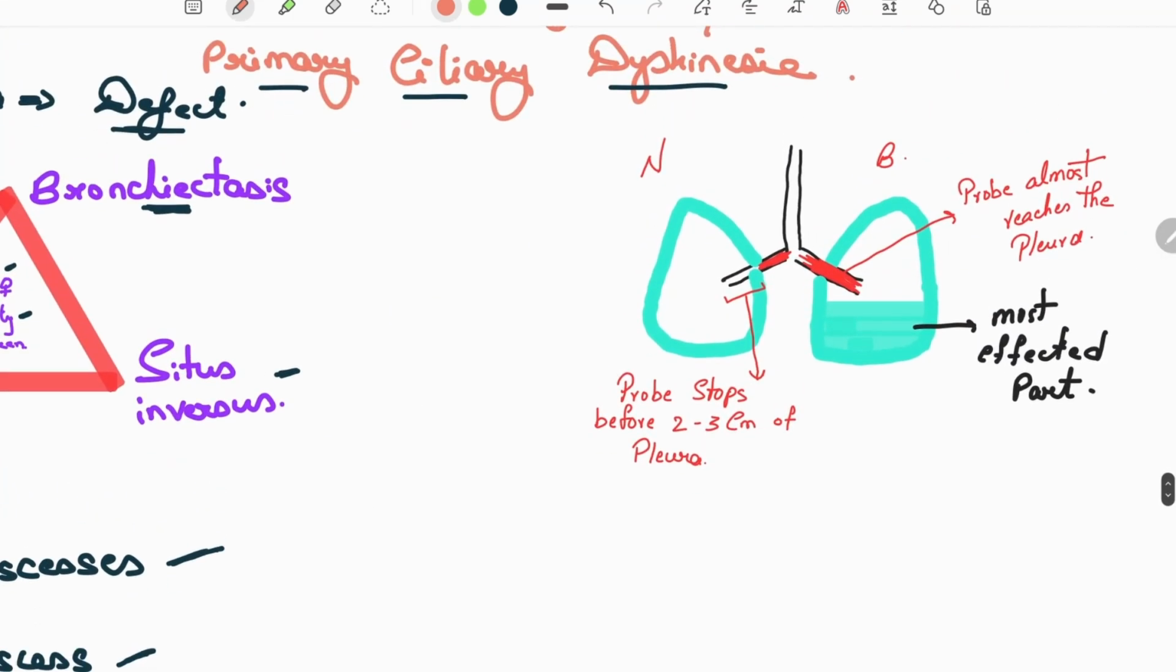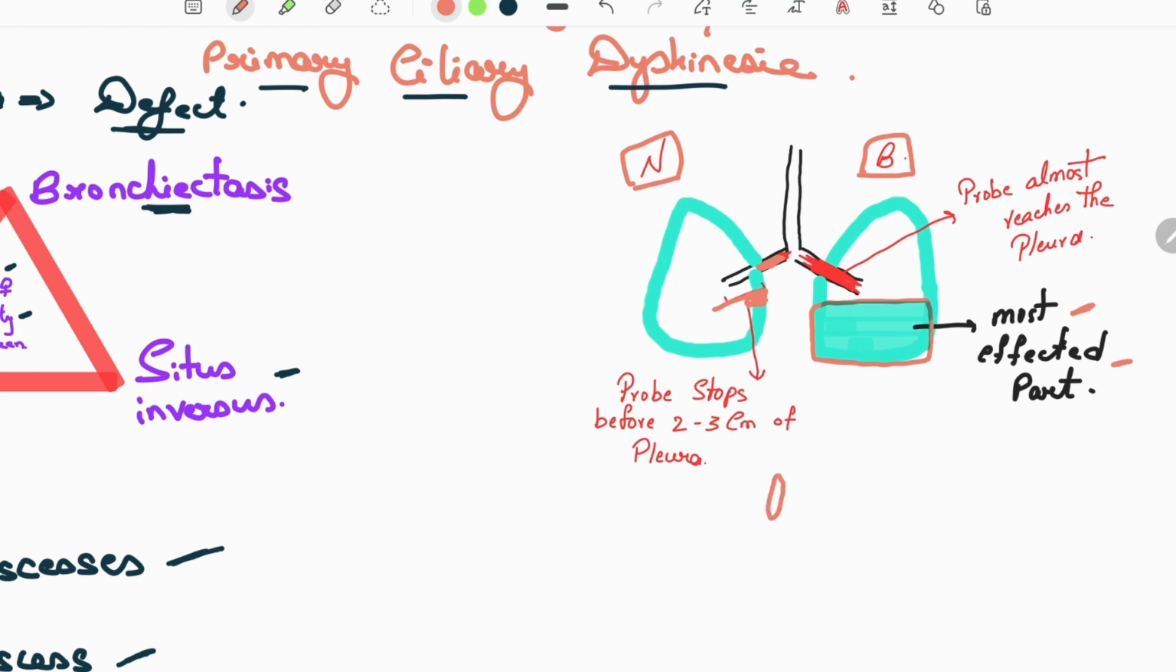Now let us see, for example, this is the respiratory system that we have. Here we have a normal lung and here we have a lung affected with bronchiectasis. Majorly, the most affected part is the lower part. The lower lobe is mostly affected due to bronchiectasis. For example, if you send a probe inside the respiratory system, the probe will stop 2 to 3 centimeters before entering the pleura, because there is constriction. The probe is not going.